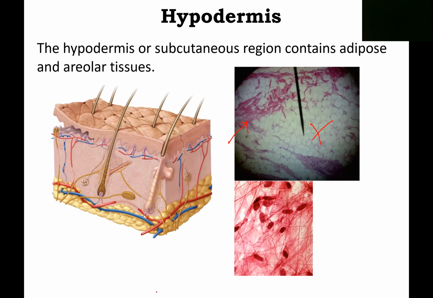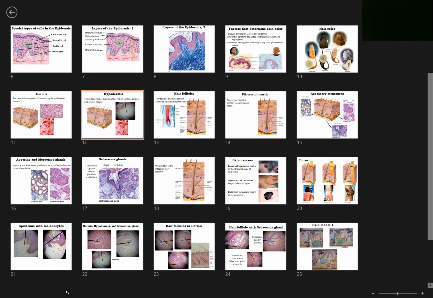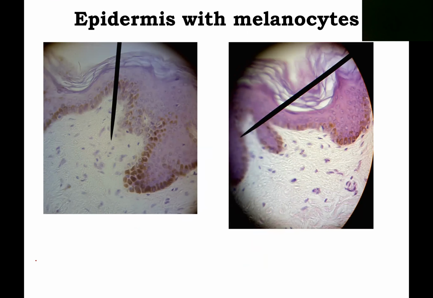So that's the end of part A. You will need to make drawings. You have two boxes. One is marked epidermis with melanocytes. This is on high power so that you can see those melanocytes here, here, and here. So that's one of the drawings that you need to make.